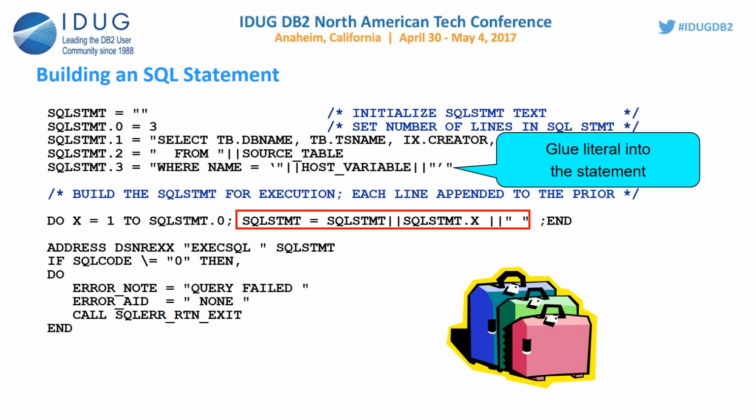I'm selecting a bunch of things from a table where name equals whatever I'm sending in. And you see right here, I'm gluing in what I'm calling a host variable. So host underscore variable is a REXX variable, and I'm concatenating in a couple of literal single quotes around it and then concatenating that string in. That is one way to do things.